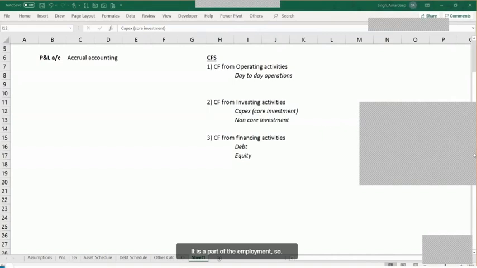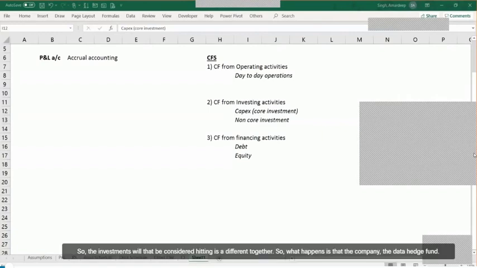So Dipankar, to your point, if you're hedging your operating risk through the investments, will that be considered here? See, hedging is a different point altogether.